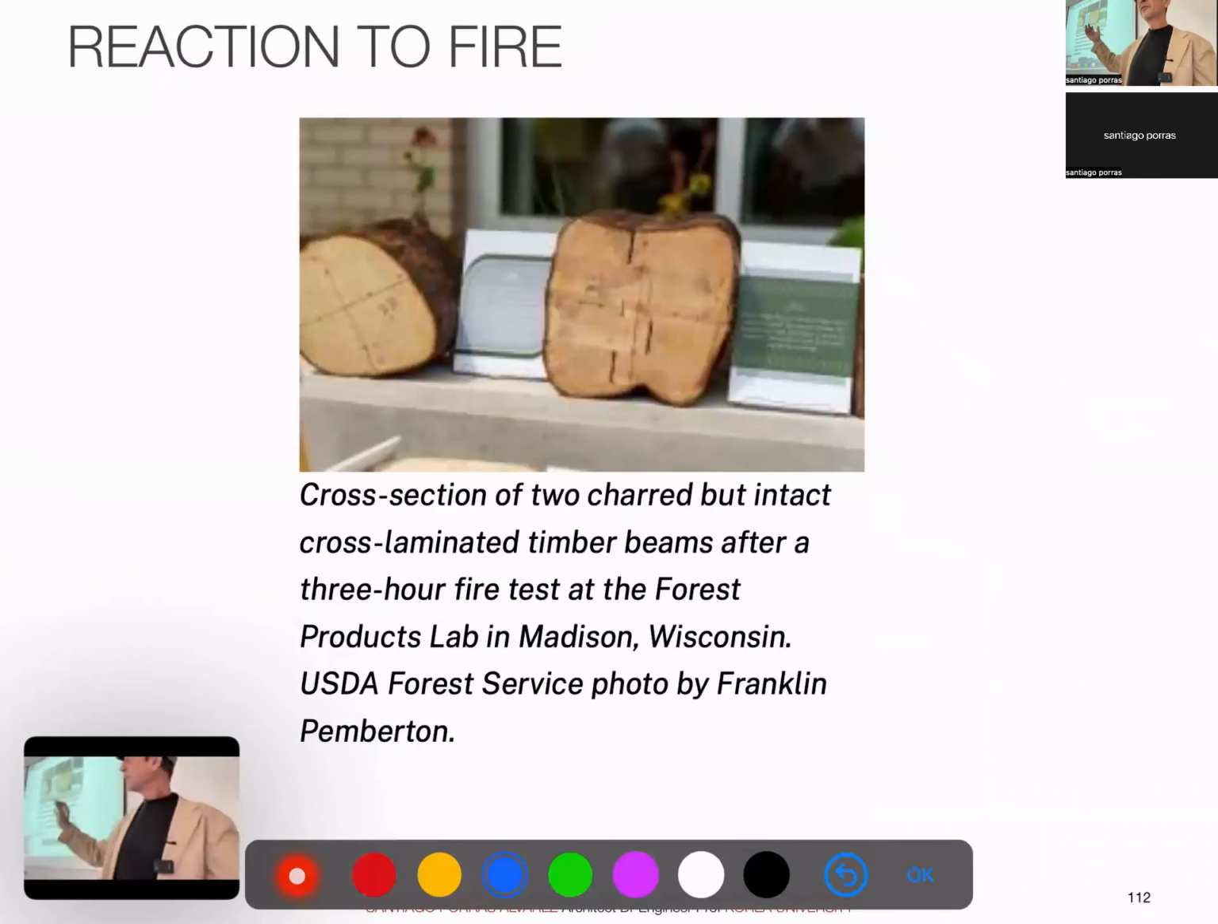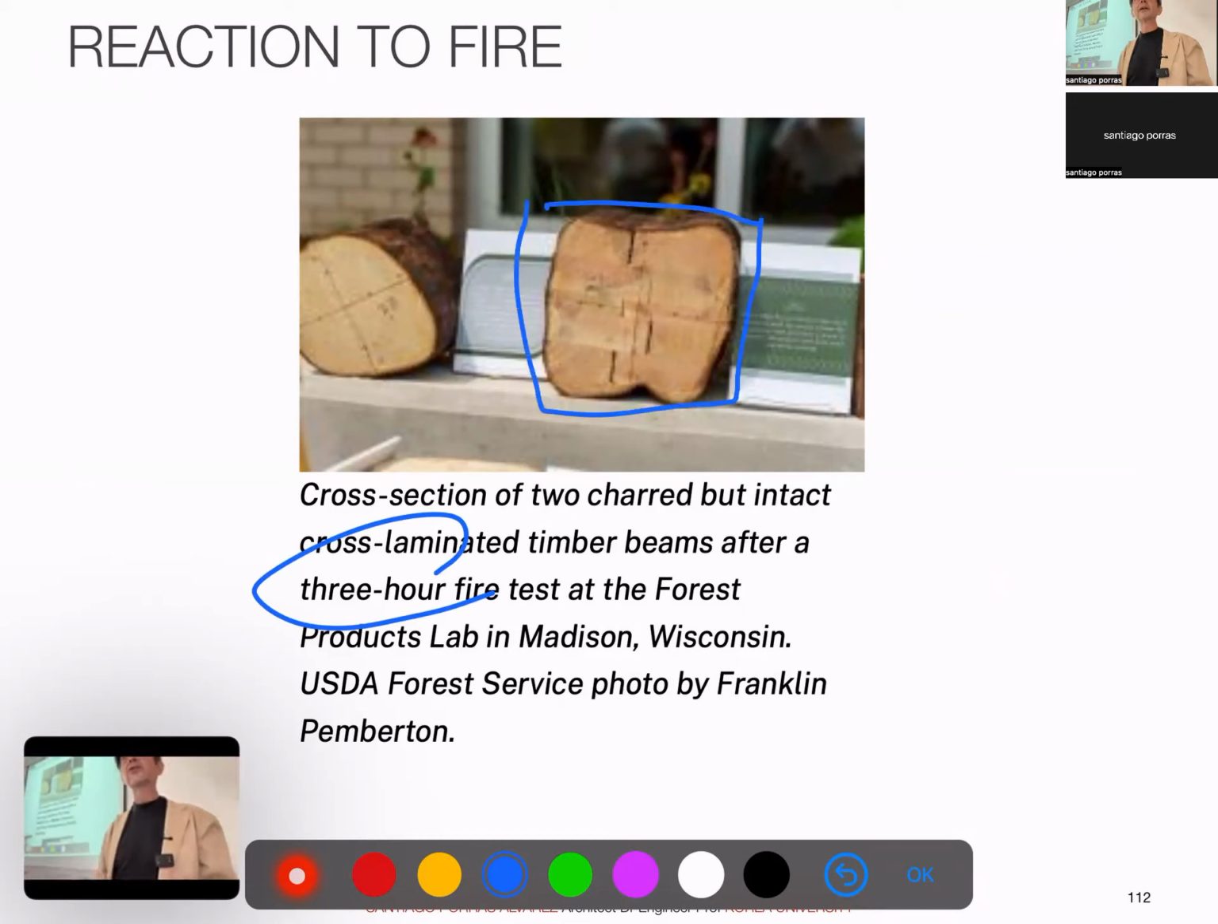So these are samples from experiments with structural timber, right? After 3 hours, the loss of mass was not so big. And this demonstrates this specific wood could last, because this is for the high-rise building in Vancouver. We spoke about it last week.